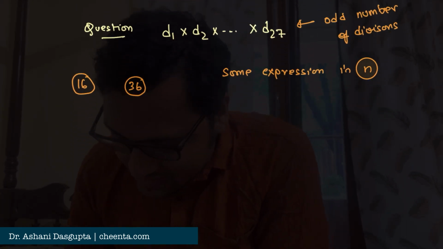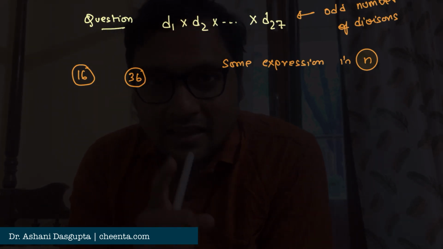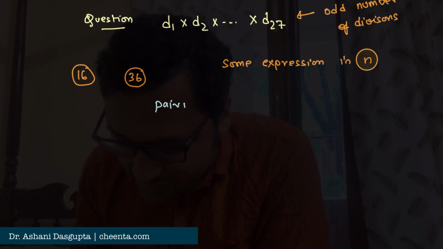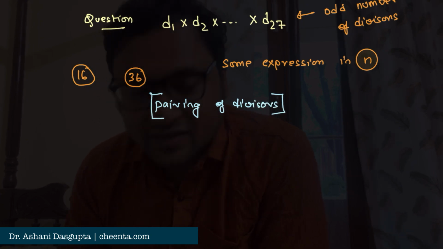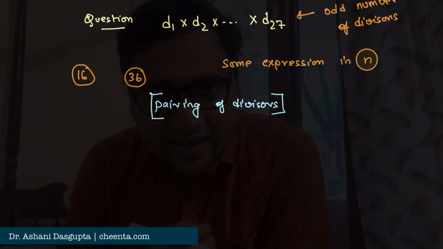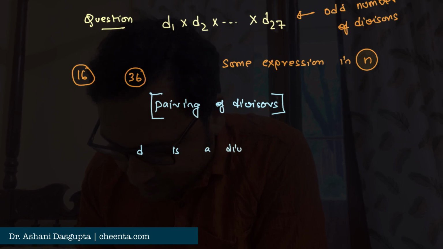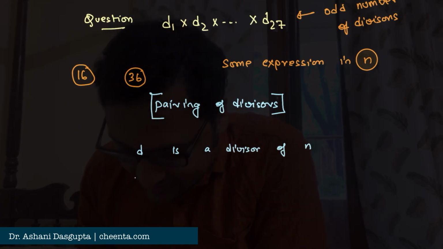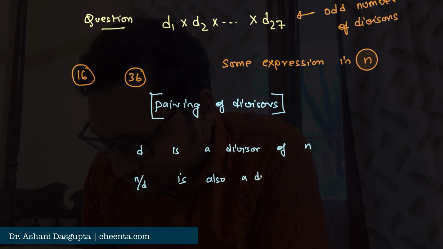So how does that help us? Well, there is another thing that we will be using, that's called pairing of divisors. It's very important. Pairing of divisors. This says that if a number d is a divisor of n, then n by d is also a divisor of n.